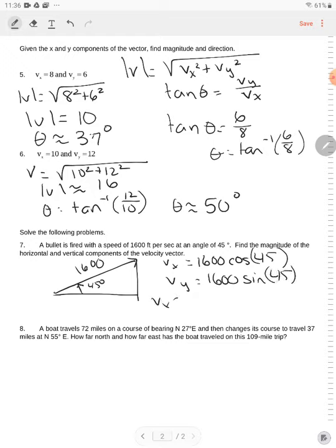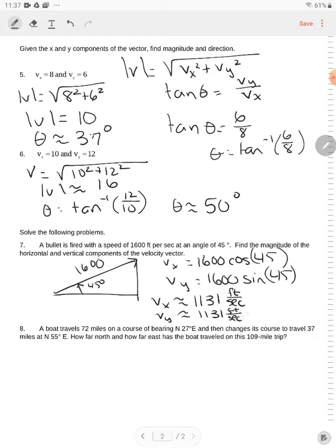So Vx is approximately, and if you notice with the sine and cosine of 45, the answers are the same for the x direction and the y direction. So we get 1131.37. So we'll say approximately 1131. Okay, we want the velocity vector, so it's going to be feet per second. And Vy is approximately 1131 feet per second.